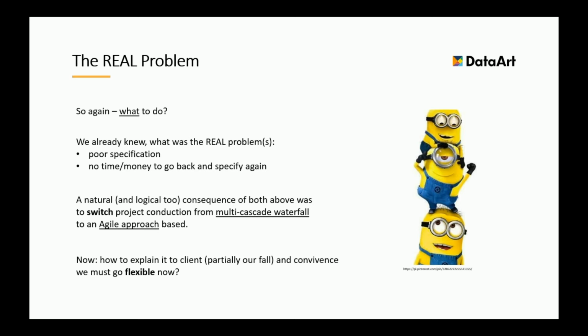Then I realized that a natural and logical consequence of those two facts was a need to switch the way we conduct the project, from a multi-cascade waterfall to an agile approach, a flexible approach. And it was, as I said, logical to do so. The problem was how to explain to the client, partially from our fault, from the software house, and convince them they must go flexible now.